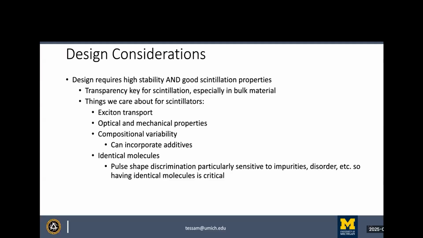We need to have good mechanical as well as optical properties. Glass is kind of fragile, but there are things we can do, like melt blending with polymers, to improve that. We like the compositional variability, which means we can incorporate additives. We like that all the molecules are identical in this monomeric glass because pulse-shape discrimination between gammas and neutrons, which I'll talk about in a bit, is particularly sensitive to impurities, disorder, etc.